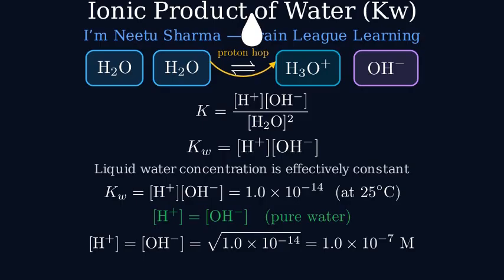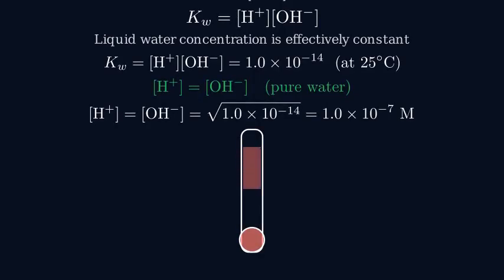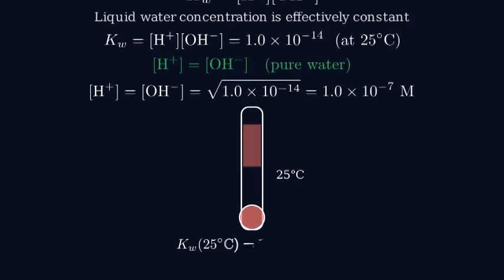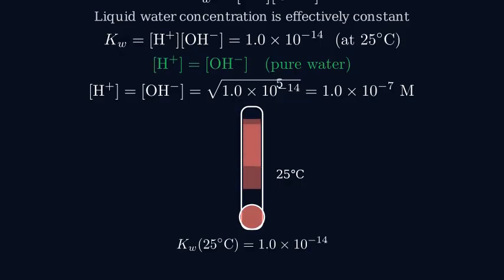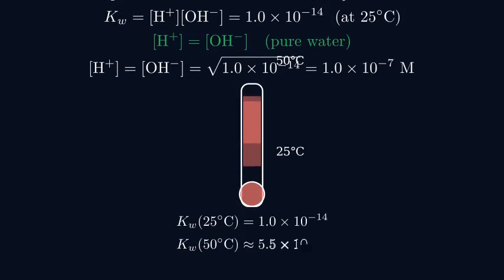Temperature matters. As temperature increases, autoionization becomes a little more favorable, so Kw gets bigger. At 50 degrees Celsius, for example, Kw is about 5.5 times 10 to the negative 14. At lower temperatures, Kw is smaller.